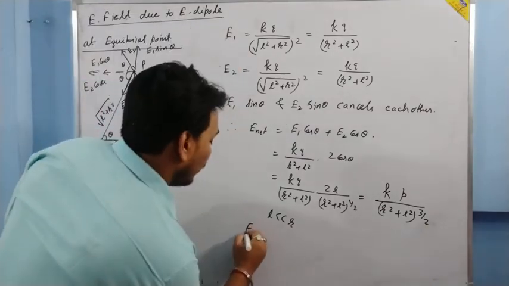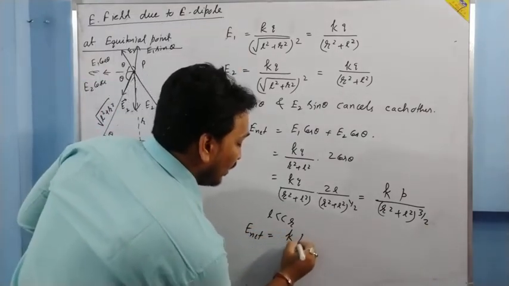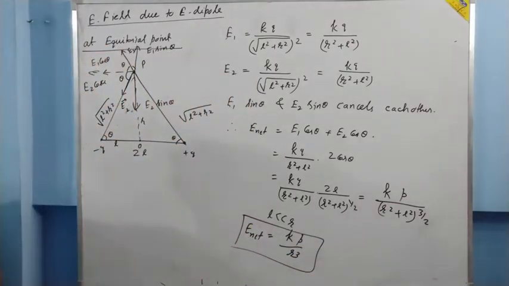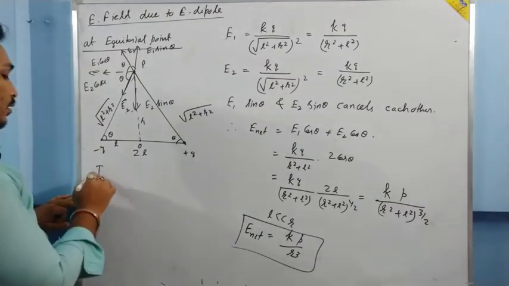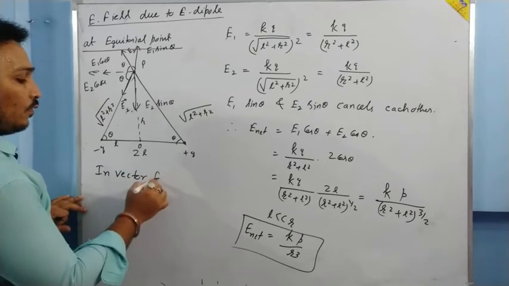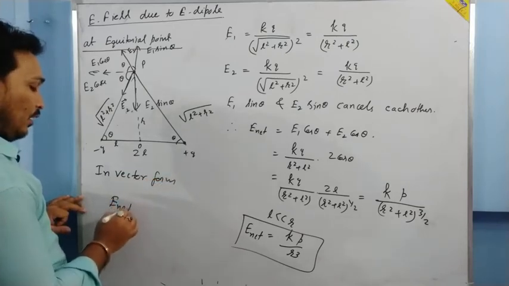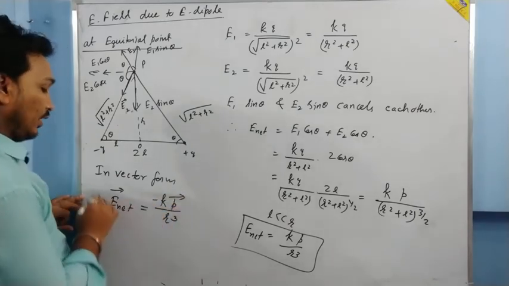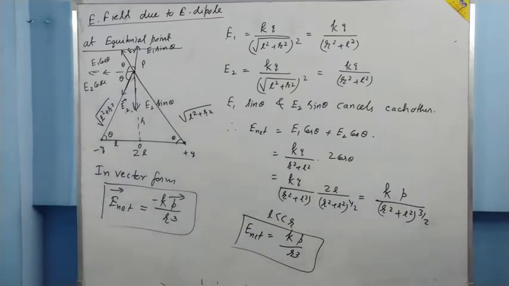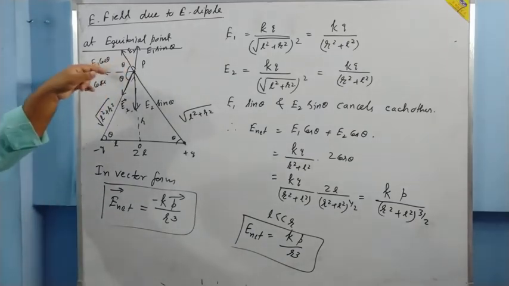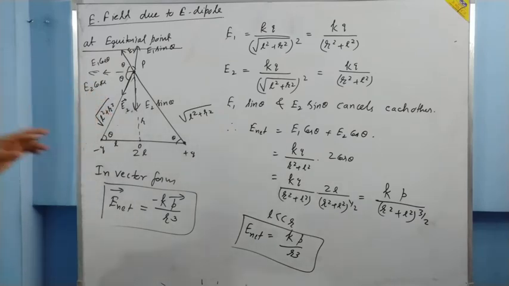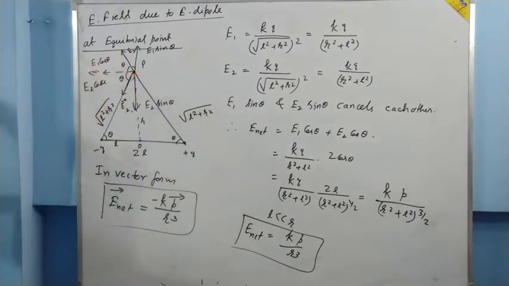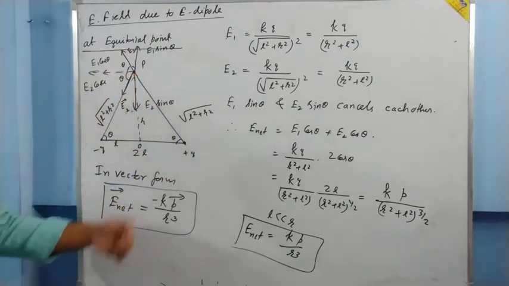So E net will be equal to what? It will be Kp upon R cube. Okay, Kp upon R cube. And in vector form, E net vector is equal to Kp vector upon R cube, but with negative sign. Why I put a negative sign? Because the net electric field is in the direction of E1 cos theta and E2 cos theta, and the dipole moment is from -q to +q. So the dipole moment is in this direction and electric field is in this direction, they are opposite to each other. That's why I put a minus sign.